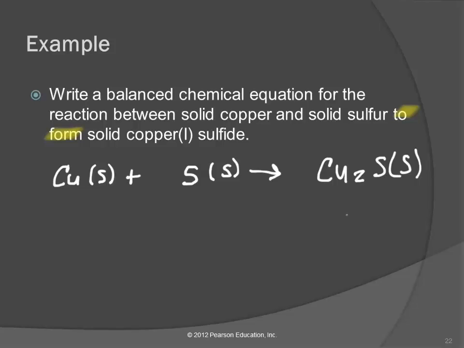How many copper atoms are on the left side? 1. And how many is on the right side? 2. So we need another copper atom on the left side. So if we put a coefficient of 2 in front of that, now we've got 2 coppers. 2 coppers on the left, 2 coppers on the right. How many sulfur atoms on the left side? 1. And how many on the right side? 1. Done. We're balanced. That one was pretty simple. Any questions?